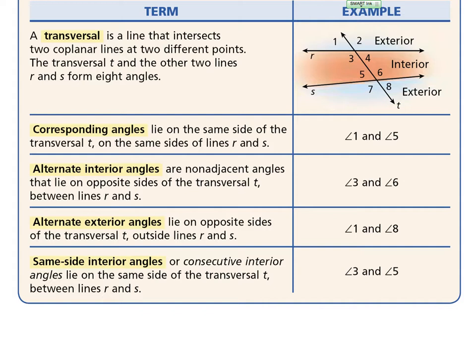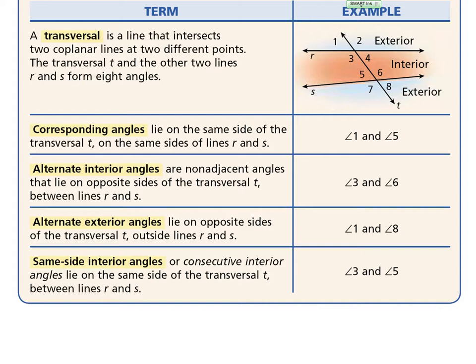When we talk about interior or exterior in relation to these definitions, interior means when you look at those two lines, it's the space that is between those two lines. Okay, so the space between the two lines is the interior part of this picture. Outside of that is the exterior part of the diagram. So let's see what our terminology is. Out of those 8 angles, angles 1 and 5 are an example of corresponding angles.